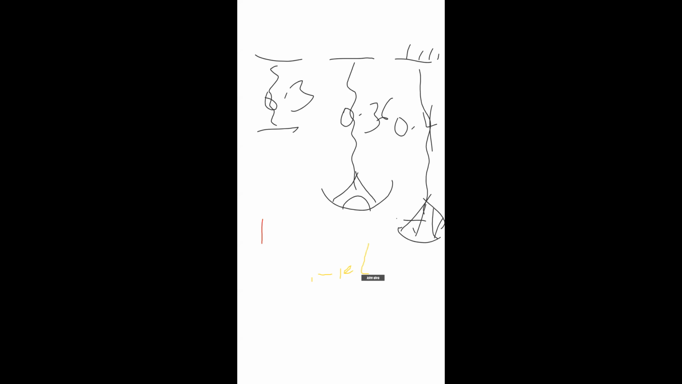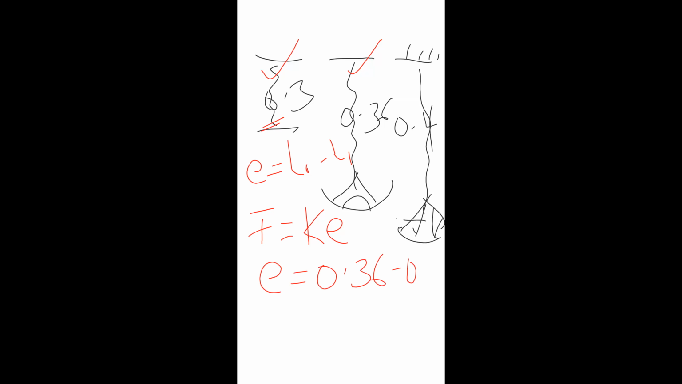Now, we stated Hooke's law, for those who have been here, as the product of the force constant times extension E. And we also said that extension is the new length minus the original length. Now, if you look at the first two things, where the spring had nothing on it, and when it had a mass of 100 grams on it, we had our length changing from 0.3 to 0.36. So from there, we get our extension as 0.06 meters.